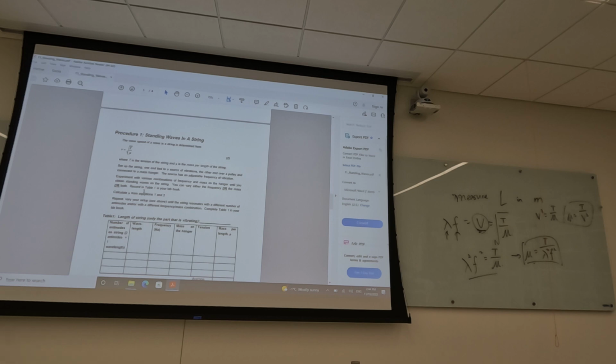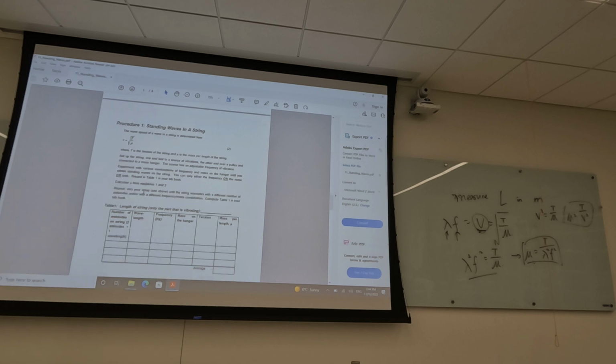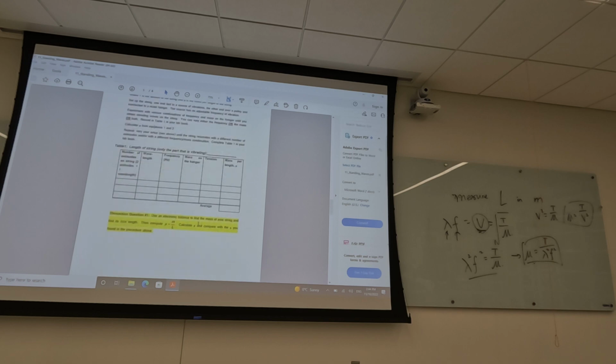So you will repeat the experiment several times. Each time you can calculate the value of mu and then take the average. I think you are asked to do 3 different frequencies and fill in these 3 rows, so that each trial you can get one mu value and then take the average. So this is procedure 1.